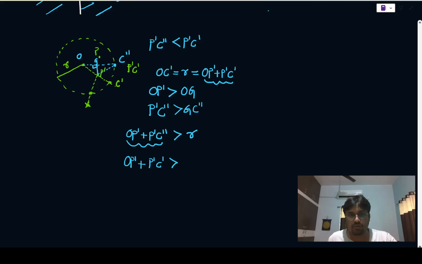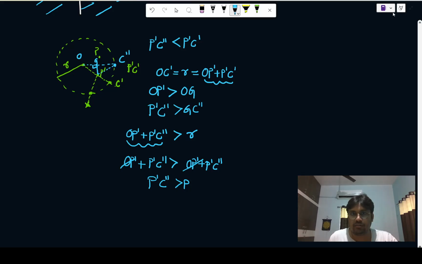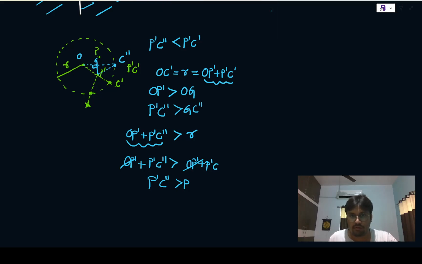So this expression is more than OP dash plus P dash C double dash. This cuts off. So definitely P dash C double dash is more than, here we'll actually have a single dash from the previous expression. So this is actually more.